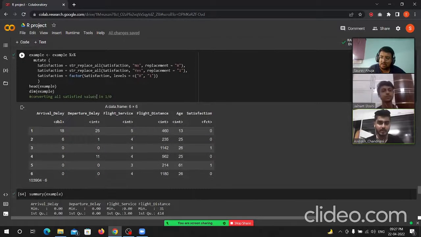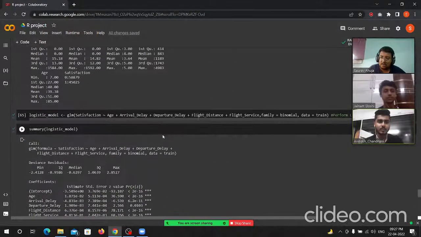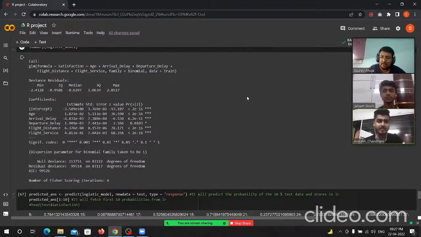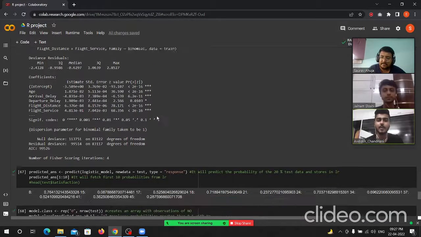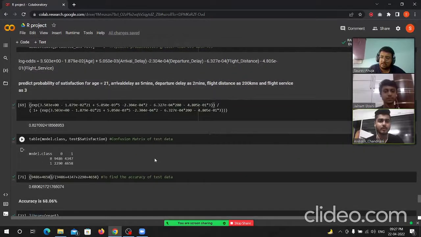This is a summary that gives us mean, median, and all values. We are going to train our model. After that, we print the summary of our training model. As you can see, again, we are getting the intercept and all the values of different columns, which can help us to calculate the probability. We are going to pass on our testing data set and we are printing the first 10 probabilities. The similar procedure follows, with all values greater than 0.5 turned to 1.